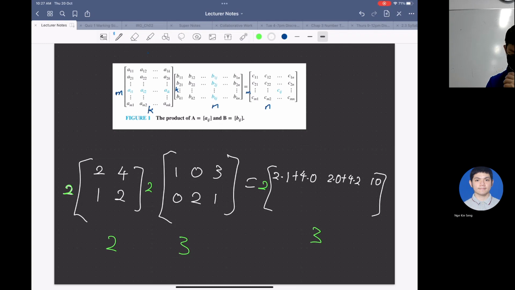How about the second row? 1 times 1 plus 2 times 0. What do you get? You get 1. The second one you get 4. The third one you get 5. Yes, that's right.